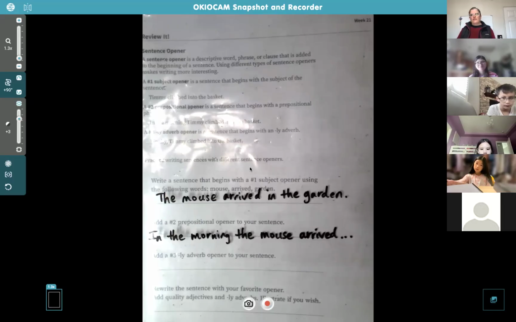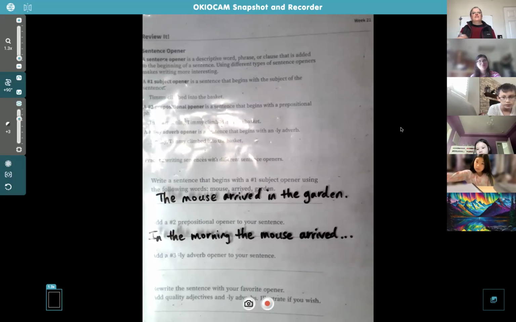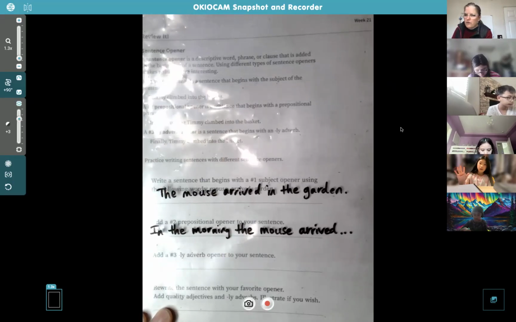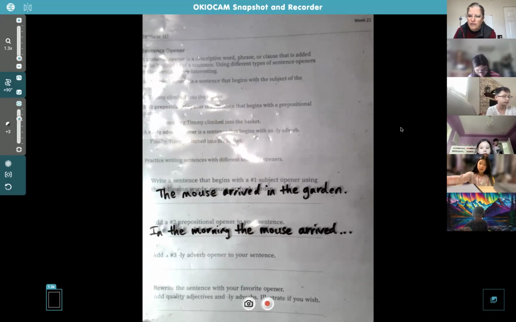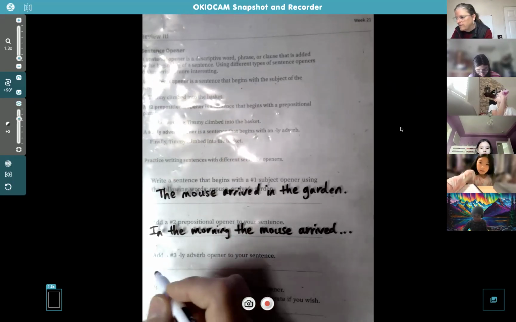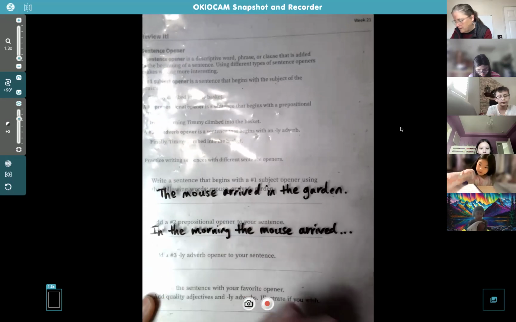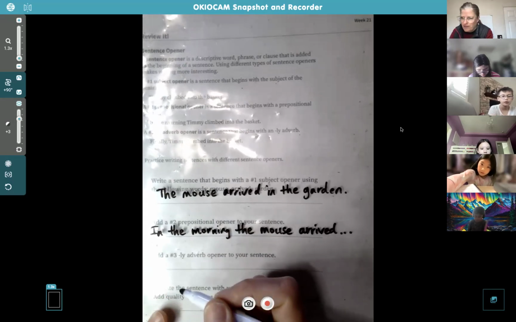Slowly, the mouse arrived in the garden. Would happily in a garden work? Happily, yes, happily, the mouse arrived in the garden. Hi, Olivia. We're on page 121, okay? So pick which one you like best for now. Oh, you got one, London? What's your idea? Finally, yep, that's a good one too.